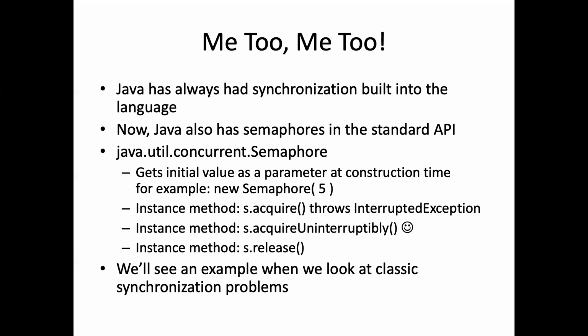I've got an example of Java semaphore code, but we'll talk about that when we start talking about classic synchronization problems. So this is the API we're going to use. It's pretty straightforward. A constructor, and then 3 different methods, and 2 of them do almost the same thing. So I would say just remember that for a moment until we get to classic synchronization problems.